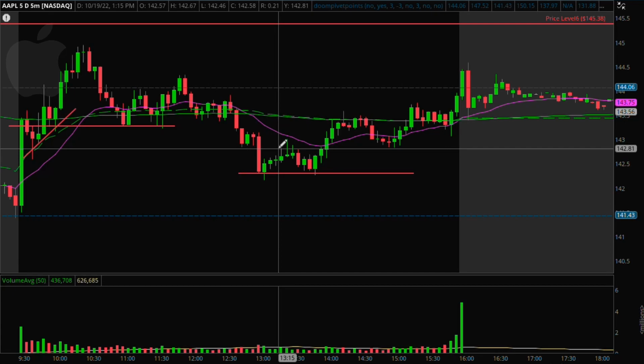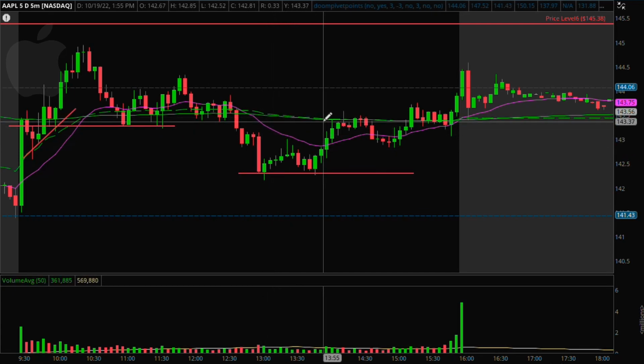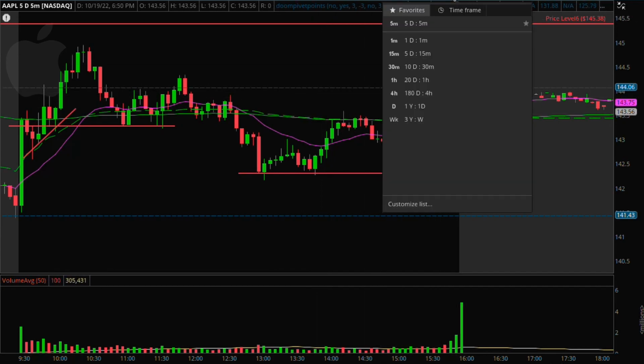So back to the charts. Let's take a look at the charts real quick. I want to talk about now the next major thing that we have to understand, which is time frames. Where you see this little 5 minute here, you can change the time frame.